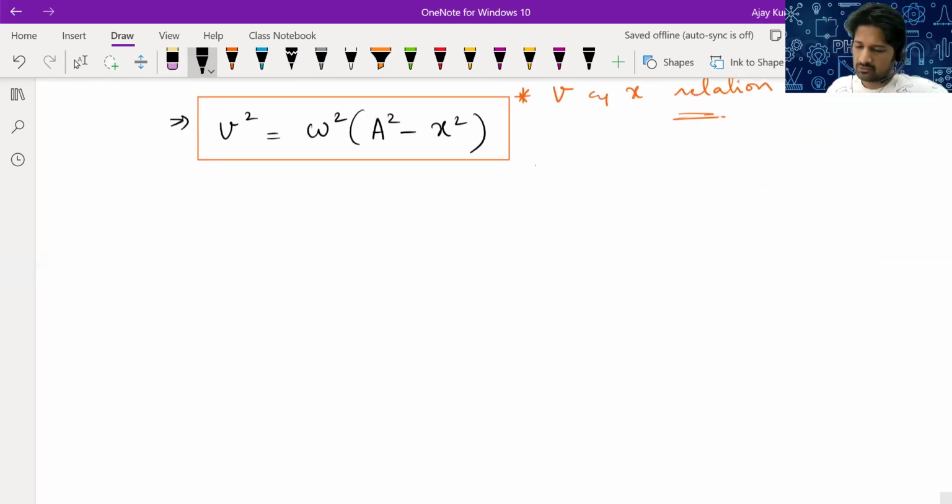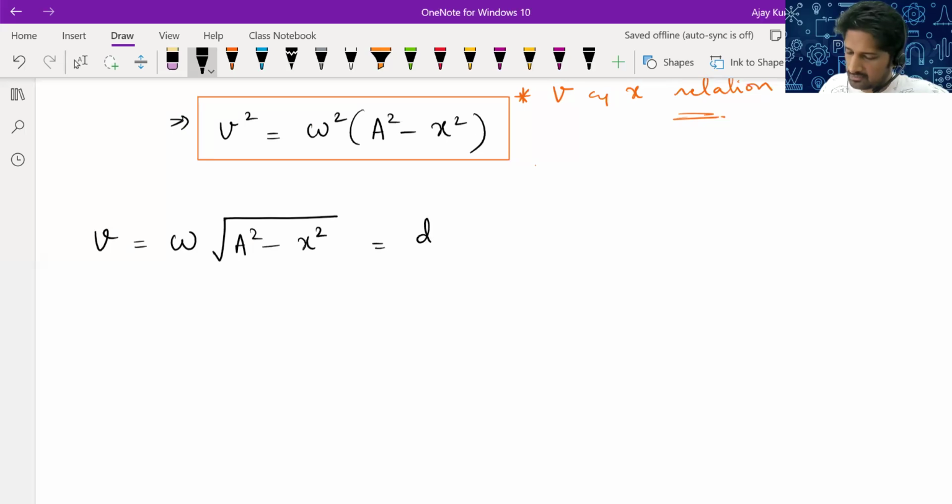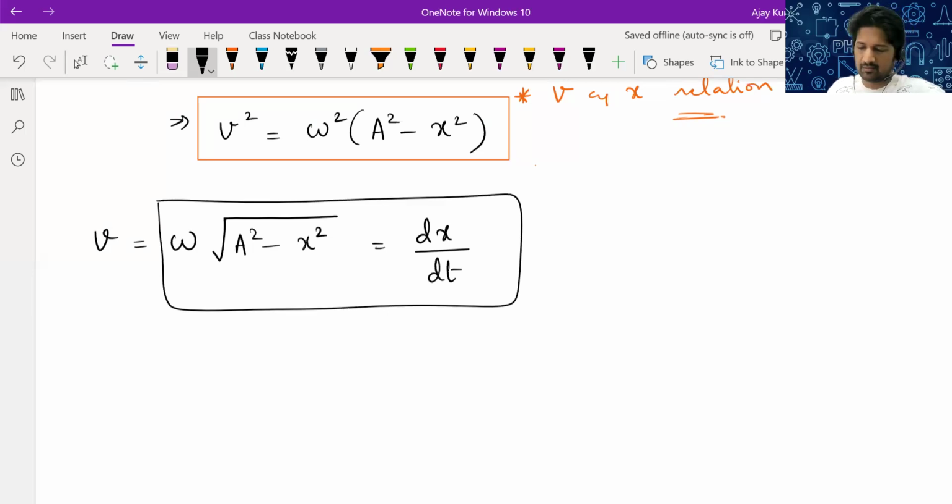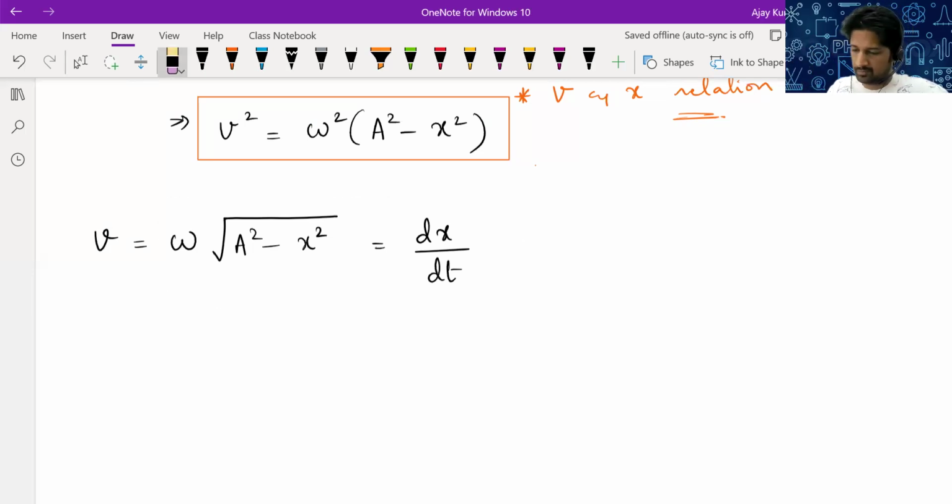So we got V square as omega square times A square minus x square. So V becomes square root of the right hand side: omega root A square minus x square. By definition, velocity is rate of change of displacement with respect to time, so you can write this as dx by dt. Now we are going to relate x and t, meaning displacement from mean position, we are going to relate it to time.